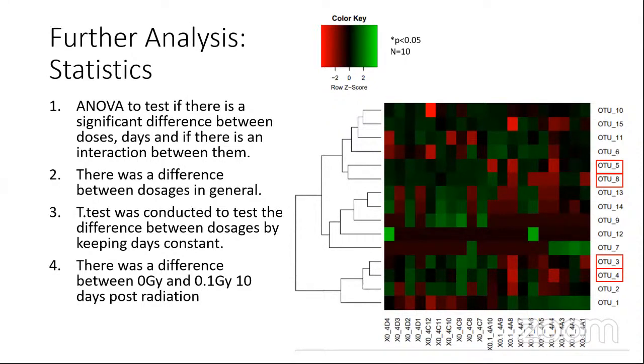So I generated this heat map, and as you can see, all the graphs that I use are the graphs that summarize large sums of data, which is helpful when explaining a new concept to an audience. Here you can see the difference in abundances for OTU 3, 4, 5, and 8. They are significantly decreased between 0.1 and 0 GY.